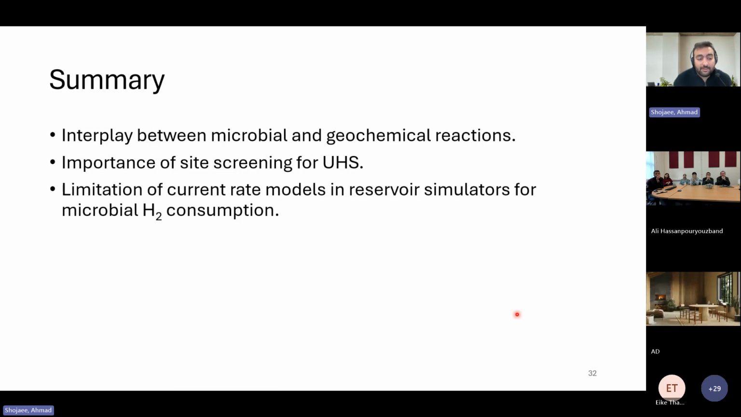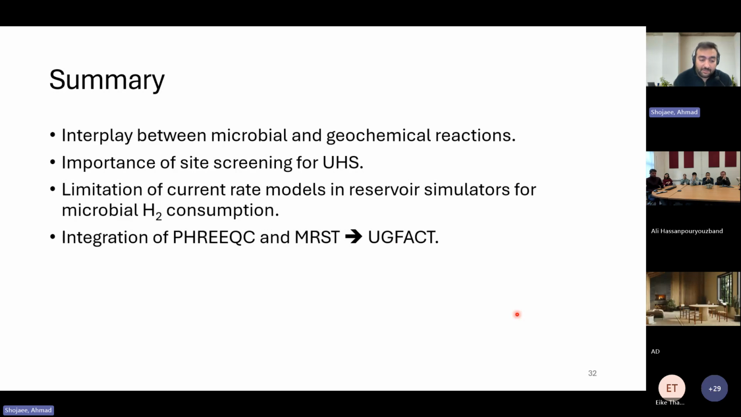We found that there is a limitation of current rate models in reservoir simulators. I showed you the Arrhenius rate model for modeling microbial hydrogen consumption. So in this study, we integrated FRIXY with MRSC, and we developed a model which is named UGFACT. It is available online. All the codes are released. You can find it in my GitHub profile.